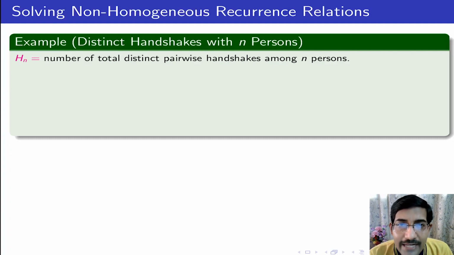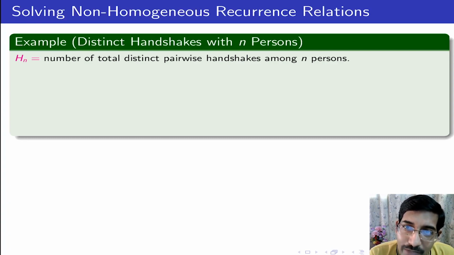What happens when an nth person comes inside a party? Let's say I have n minus 1 persons already present in the party who have already handshaked with each other. So the number of handshakes they have made so far is h(n minus 1). Now an nth person will also make n extra handshakes than what has already been made.